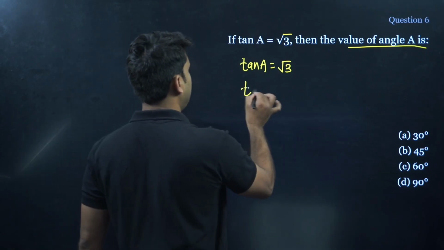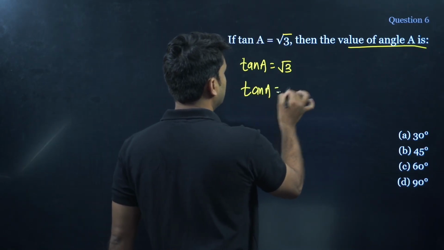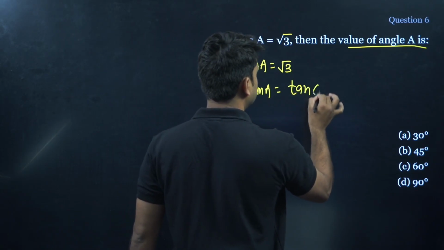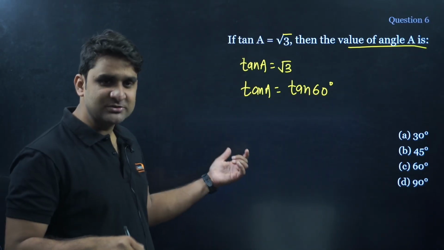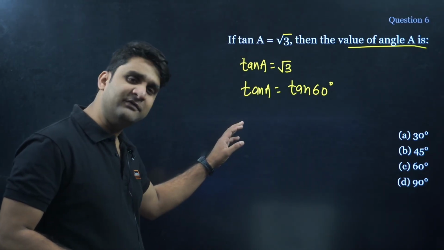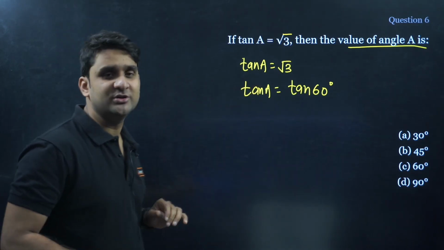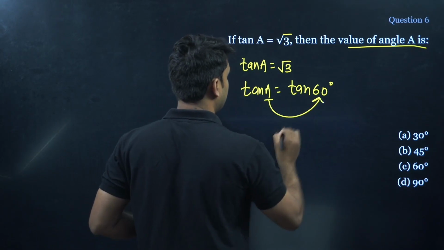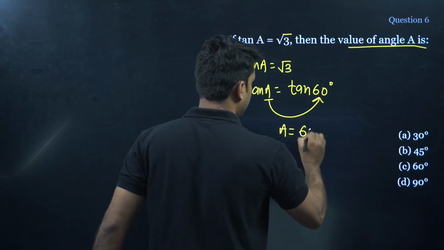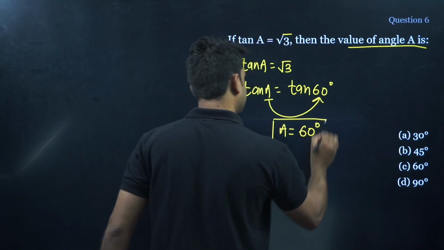So we can replace root 3 with tan 60. Now look at both sides, LHS and RHS. Both have the tan function and both are equal to each other. It implies that angle A should also be equal to 60 degrees. So A is equal to 60 degrees. This is the answer.